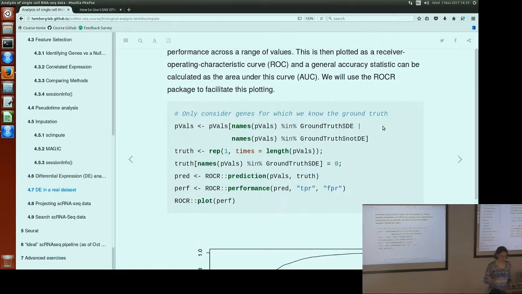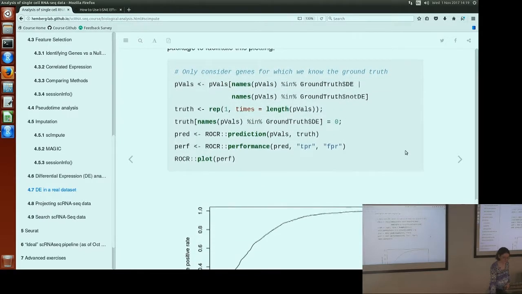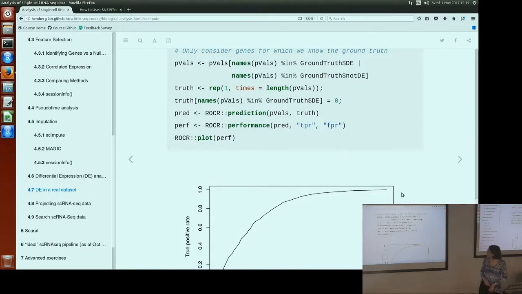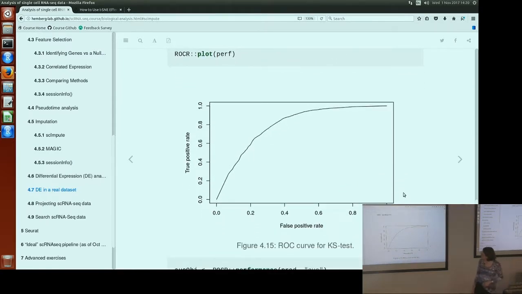In order to summarize the accuracy across all the possible thresholds we could choose, we're going to use the receiver operating characteristic curve. This is the ROC curve, and we're going to calculate the area under that curve. So this is again how we do that. We have to first select just those genes where we know whether they are or aren't differentially expressed. There's a lot of genes that are ambiguous. We create our truth, whether it is or isn't differentially expressed, and we run the ROC package to create the area under the curve. So this is the receiver operating curve.